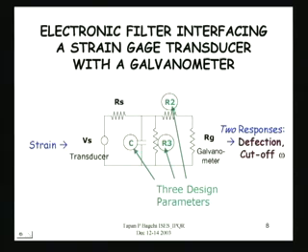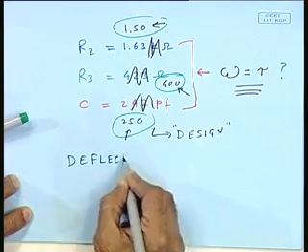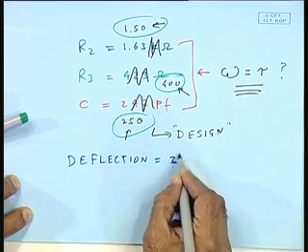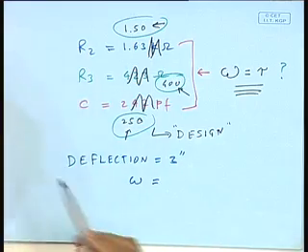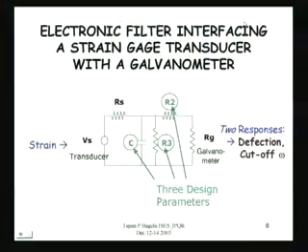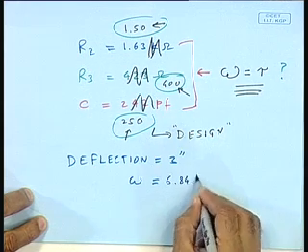We again go back to the slides, and I've got now two responses. One is, of course, the deflection. That's on the galvanometer. I've got to have a certain amount of deflection. That's given to me as 3 inches. That's like specified. So I've got one target that says deflection equal to 3 inches. And then I've got cutoff frequency. That also has been specified to me, and we'll find out in a minute what that is. It turns out this has to be 6.84 Hertz.